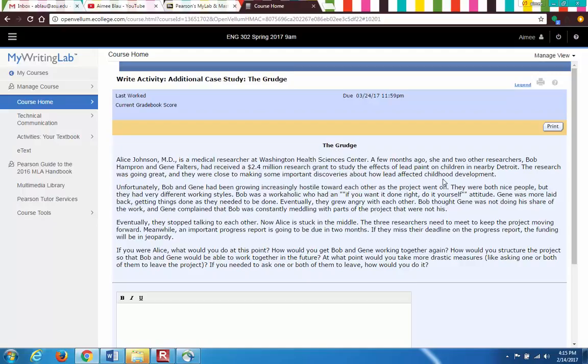Now, the case study asks you to be the person who's stuck in the middle. So basically, you are kind of taking on the role as mediator. So what are you going to do? You need to do this as a group. How can you get them working together again? How can you structure the project so that they can trust each other and work together in the future? At what point would you ask them to leave the project or involve a supervisor or something like that? So what do you need? What are you going to do?